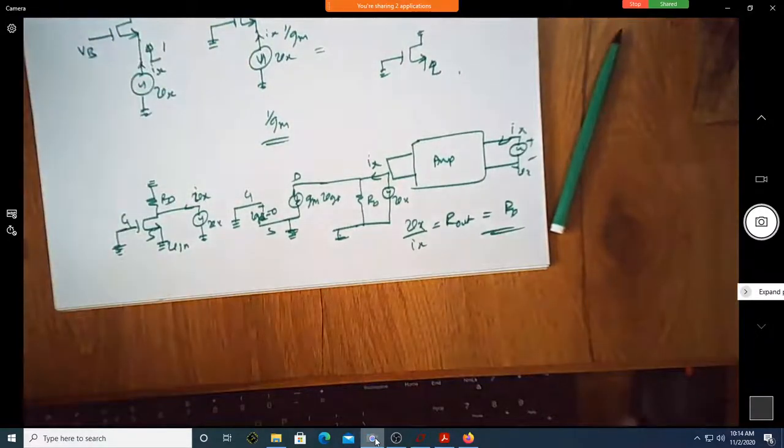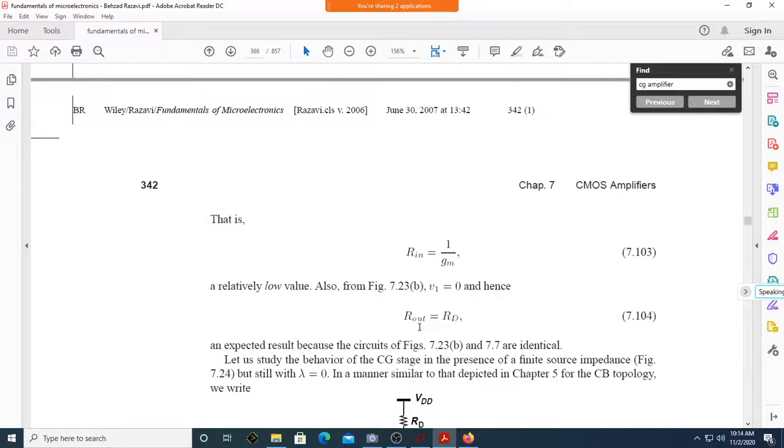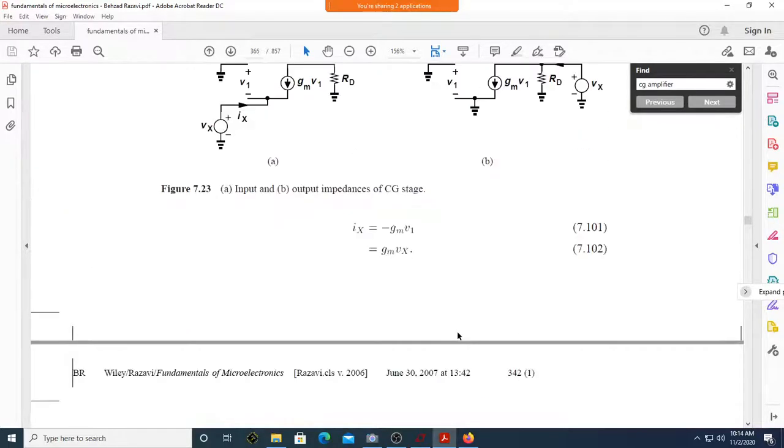Yes, sir. This is what you have here. R out is equal to RD. Correct? Of course, when we are considering this particular case, we are considering the output resistance as RD. So with RD in place, you are trying to find the input impedance as well as the output impedance. If you take out the RD here, then this will become infinite. Correct?